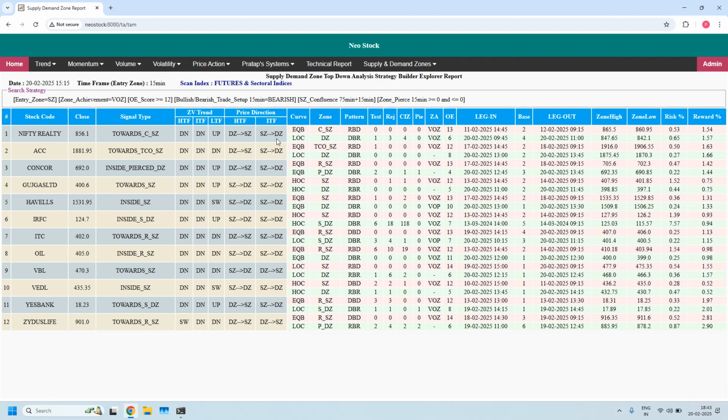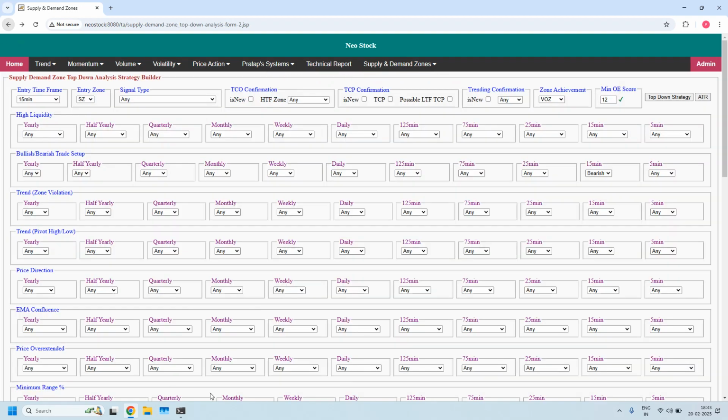And the 75 minutes trend is down in all these stocks, ITF trend. If any of these stocks' 75 minute supply zone has daily EMA confluence, then those stocks might have even more high probability to get the success. Let us verify. In the EMA Confluence at 75 minutes time frame, I am setting the filter 75 minute supply zone having daily EMA Confluence or not.